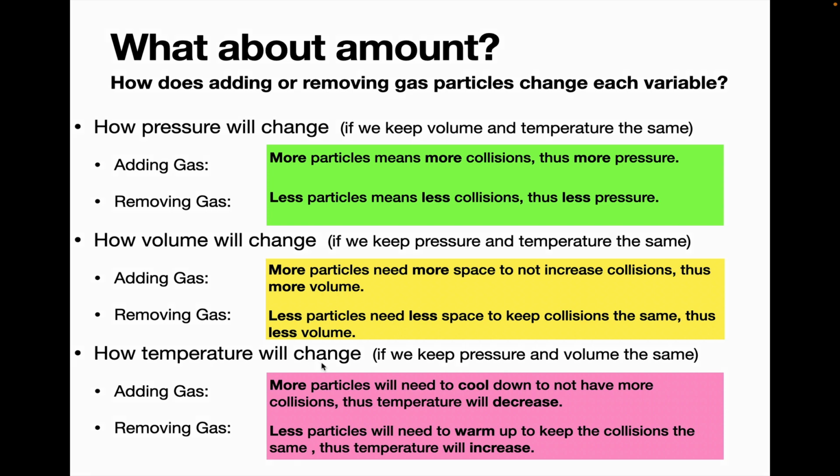So how will temperature change if we keep pressure and volume the same? Here's the tough one. If we add more gas in, we have to cool them down so they don't collide as much, right? It's like if you put more kids in the gym, we have to make them walk versus run so they don't hit each other more often. So with more gas particles, to keep pressure and volume the same, we have to cool it down or decrease the temperature. If we take gas particles out, okay, we'll have to warm that up so we have the same number of collisions and then same amount of volume. So if less particles, we need to warm it to keep the collisions the same, so temperature will increase here. Okay, so this is how amount plays a role into these variables.